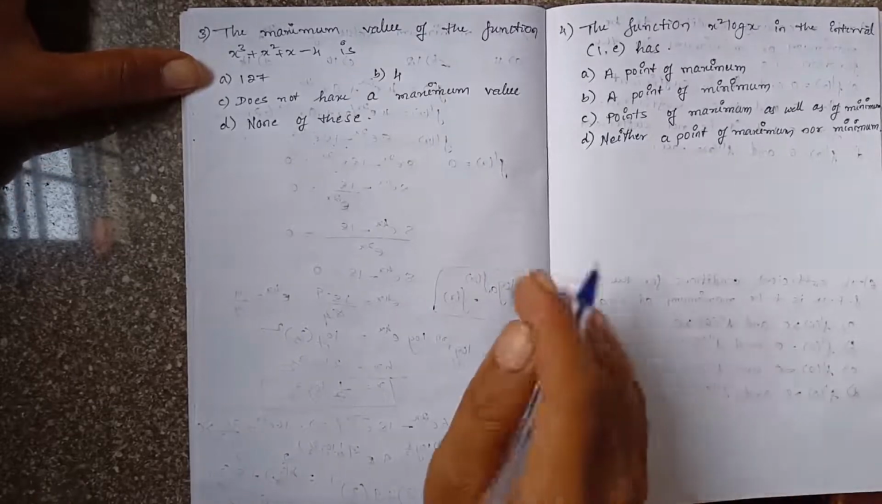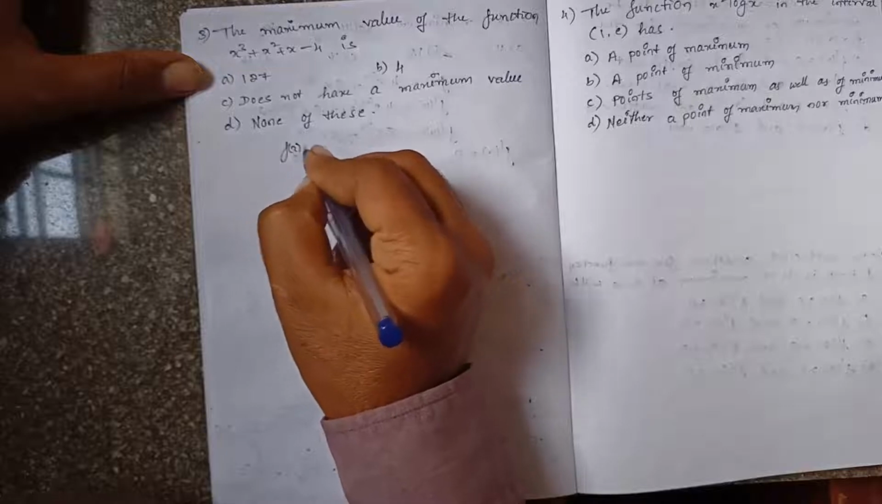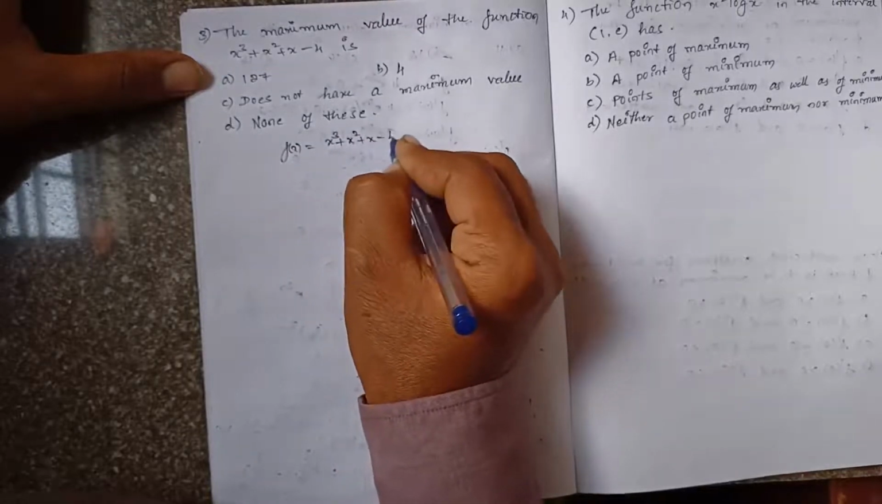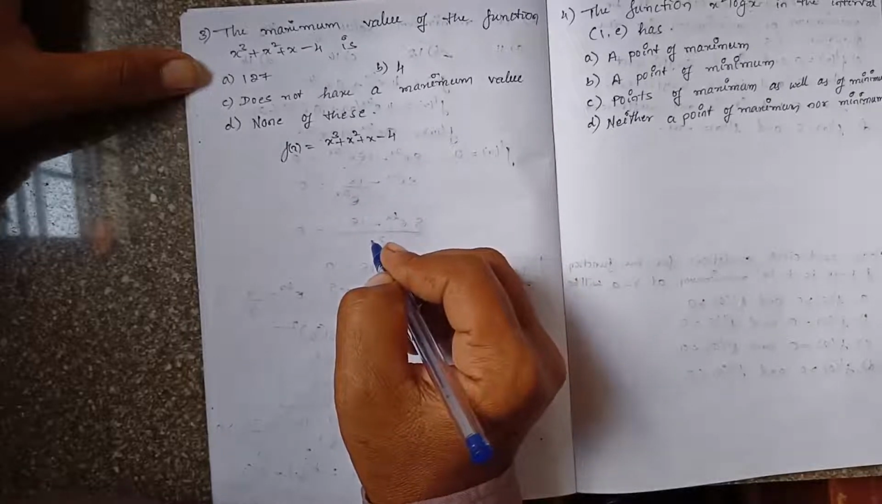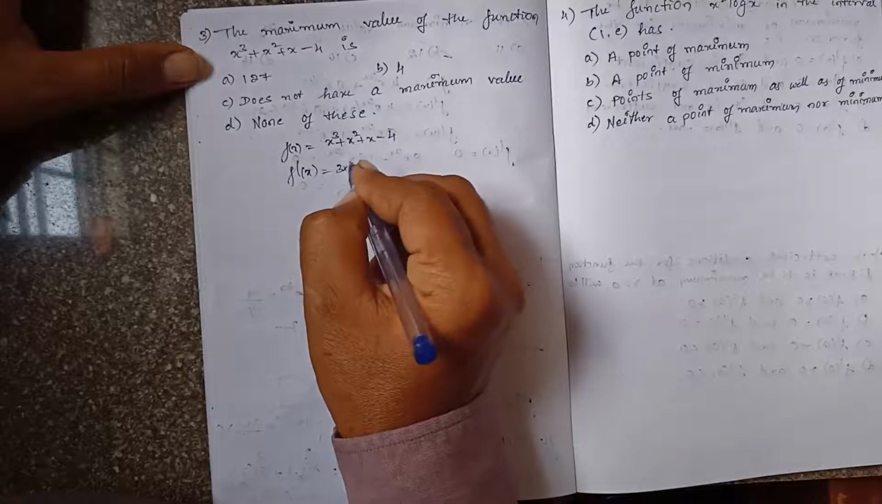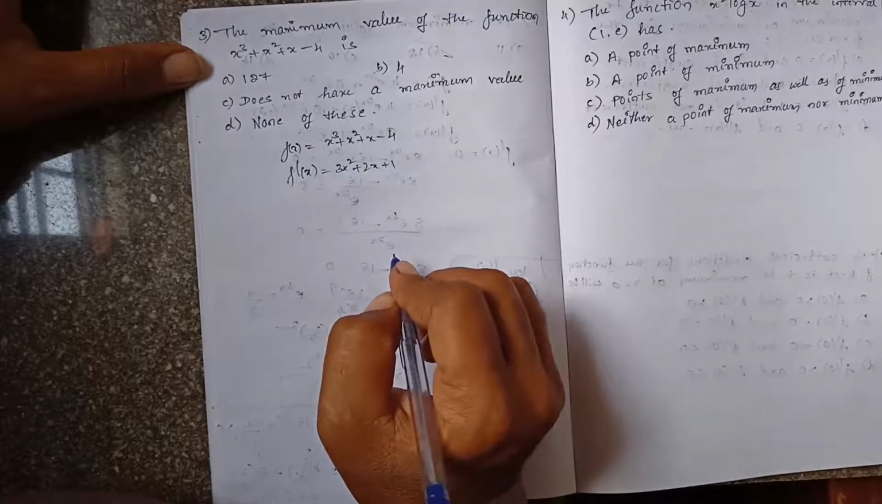Now let us take question number 3. The maximum value of the function f(x) = x^3 + x^2 + x - 4 is. Let me differentiate. f'(x) = 3x^2 + 2x + 1 - 0.